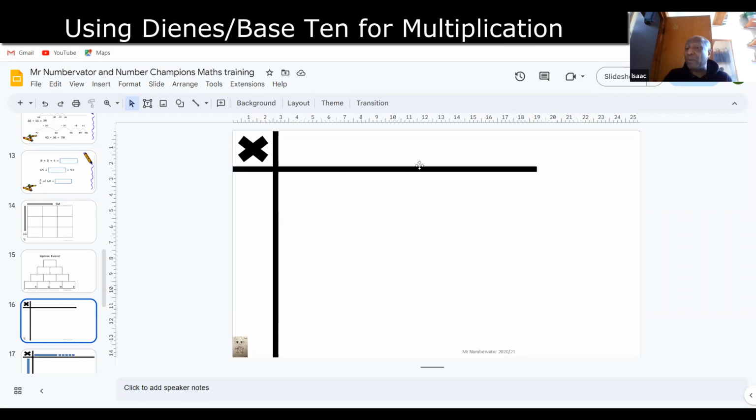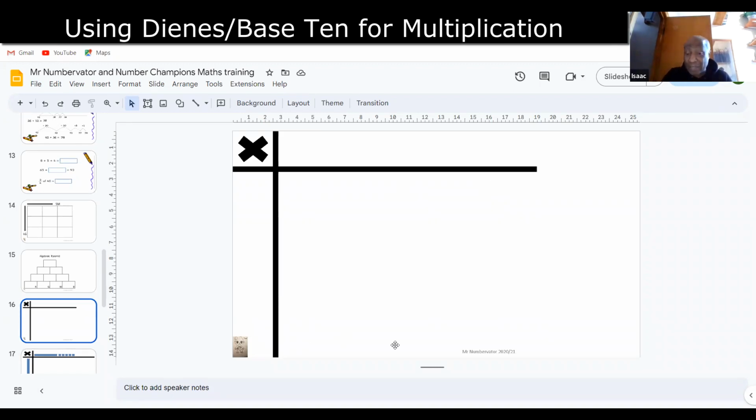Using the Dienes for multiplication. So I would use the Dienes to do multiplication. This is a typical Year 3 activity, but you might have some Year 2s who you want to challenge, who might be on that cusp, who you want to stretch. This would be ideal for them.